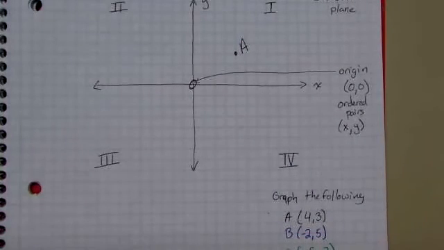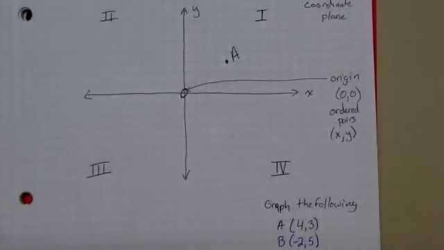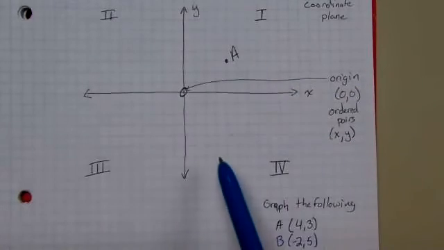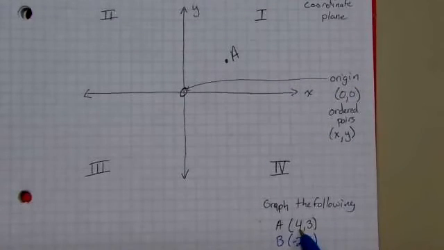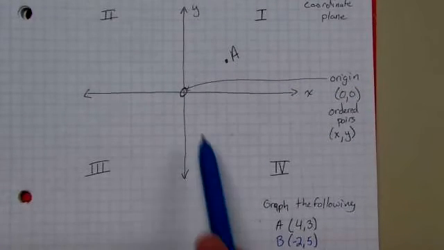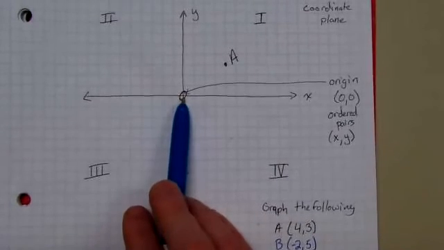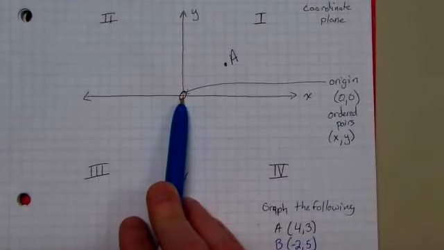Think of this as like Battleship. Hopefully some of you guys have played Battleship, where you guess a letter and a number, so you guess like B4. So you'd go over to B and then you'd go down 4 to see it there. That's what this is. This is the ordered pair 4, 3. So we go over 4, then up 3. All right, so let's look at B. B is -2, 5. So we're going to start at our origin because we're at a new point. So we're dealing with a new point, new ordered pair.